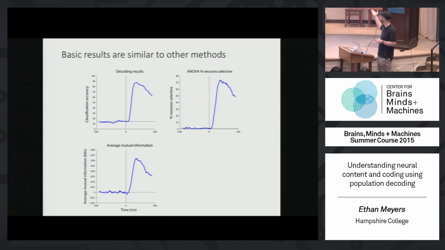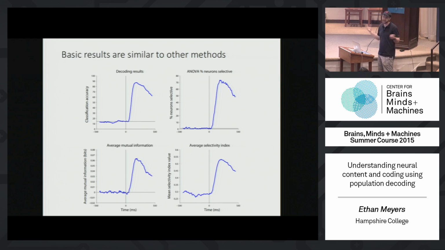We can compute mutual information on each neuron and then average that together over a whole bunch of neurons. Again, looks pretty similar. Or we can compute a selectivity index, take the best stimulus, subtract the worst stimulus, and divide by the sum. Again, looks similar. OK, so there's 2 takeaway messages here.